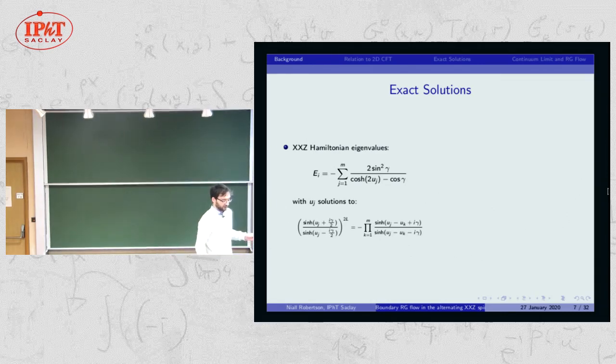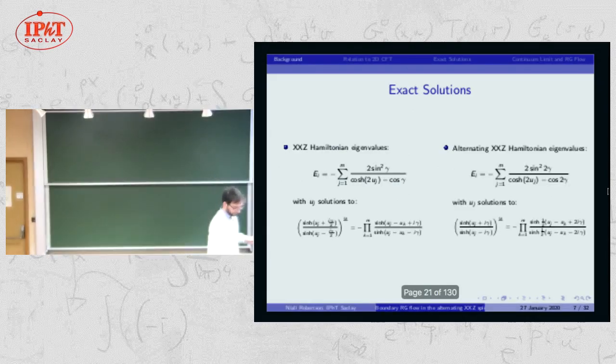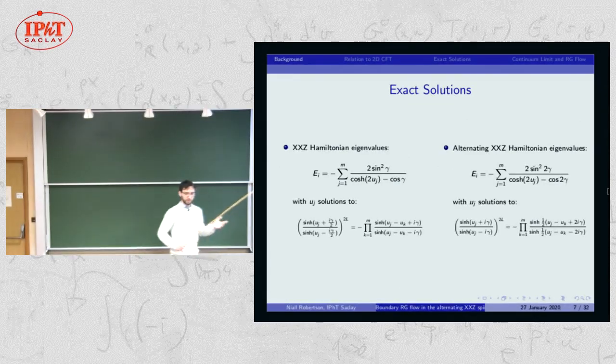So in practical terms, numerically, it's a much easier problem to find the solutions to this equation and then plug them back into this expression rather than just diagonalizing a very large matrix. And just to say that with periodic boundary conditions, the alternating XXZ Hamiltonian, which is the one I just presented, is also exactly solvable with some very similar Bethe ansatz equations.